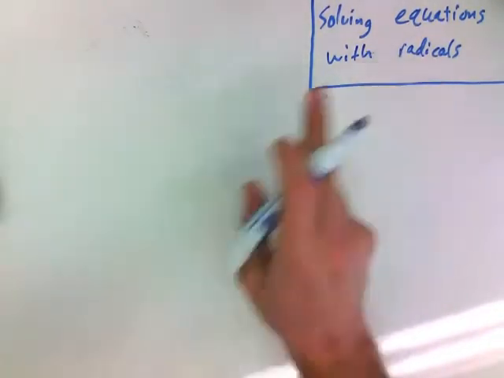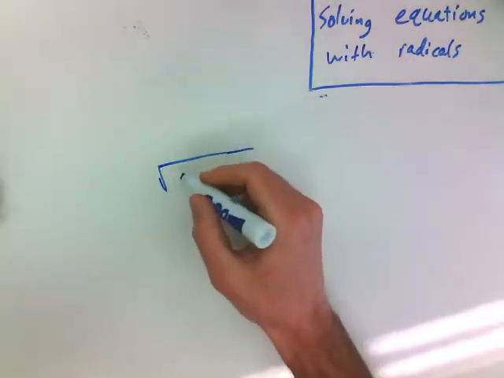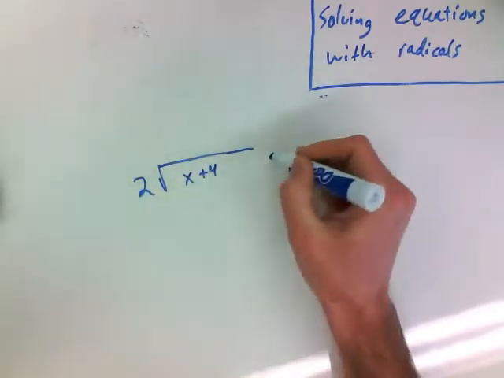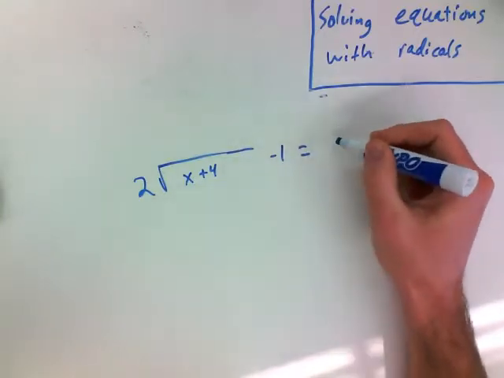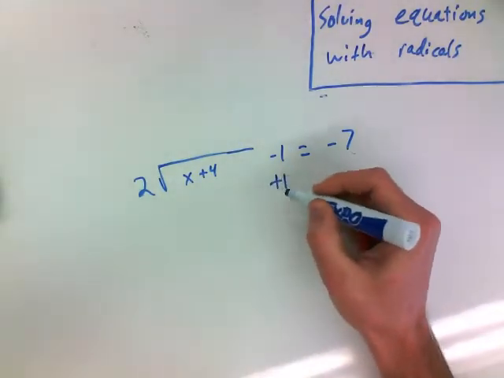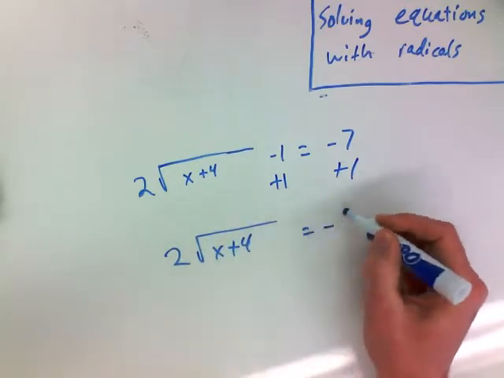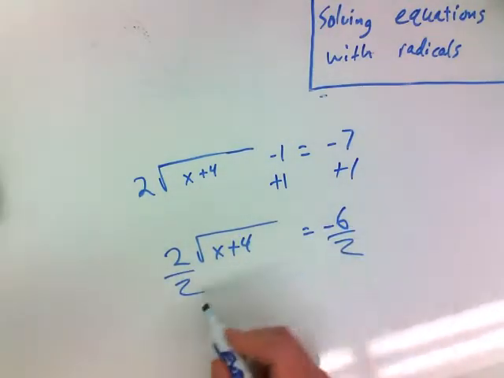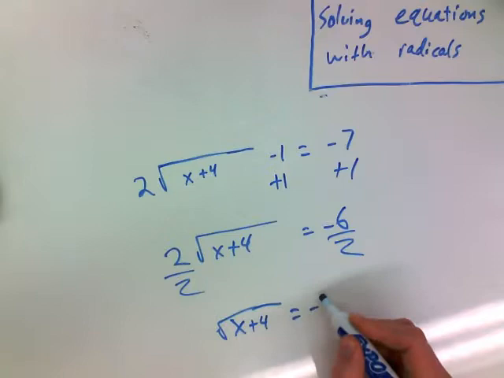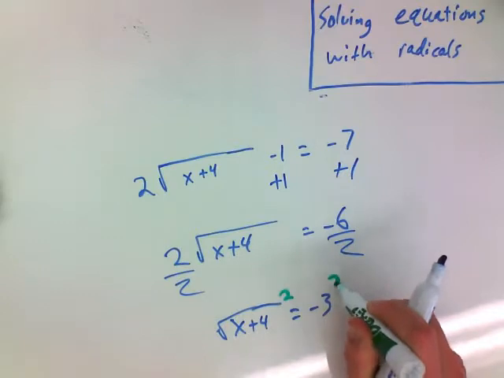Okay, so for us in solving equations with radicals, let's say we have 2 times the square root of x plus 4, minus 1, equals negative 7. Well, we're going to do all of our moves just like we did before. Add the 1, and I'm going to get 2 times the square root of x plus 4 equals negative 6. I'm going to divide by 2, and I'm going to get the square root of x plus 4 equals negative 3.